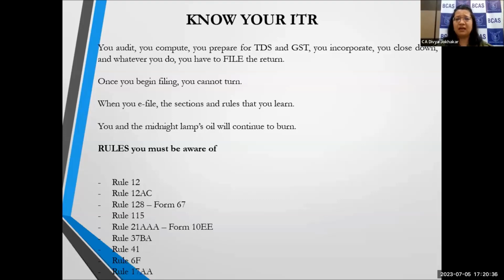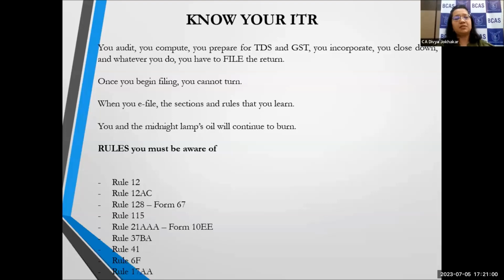Rule 37BA goes to TDS and TCS claim in the hands of others, which is showing in your 26AS. Rule 41, how to claim refund after you have filed the ITR. Rule 6F talks about maintenance of books of accounts for the specified assessees mentioned in section 44AA, who are those professionals like chartered accountants, film artists, technical consultants, engineers, doctors, etc.